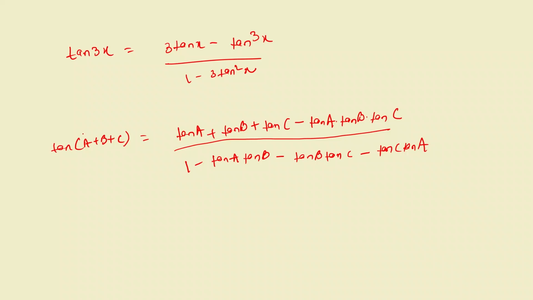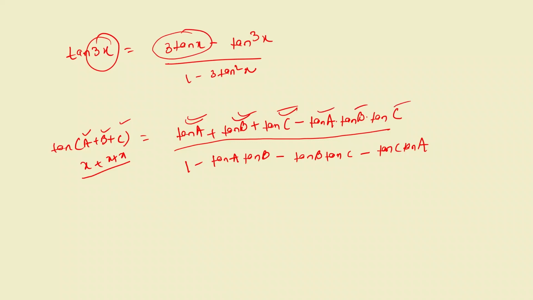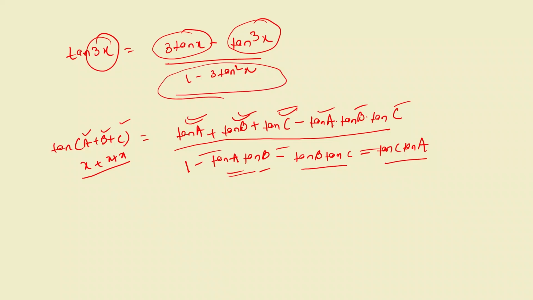Now what you have to do, in place of a, b and c, you just put x, x and x. So you'll be having x plus x plus x, 3x, and you just simplify it over here. So you'll be getting tan x plus tan x plus tan x, which will give you 3 tan x. Then tan x times tan x times tan x will give you tan cube x, and 1 minus tan x and tan x is tan square x. Again, this is also tan square x and this is also tan square x. So minus minus minus 3 times will give you minus 3 tan square x, and the result will follow. It is just that simple.